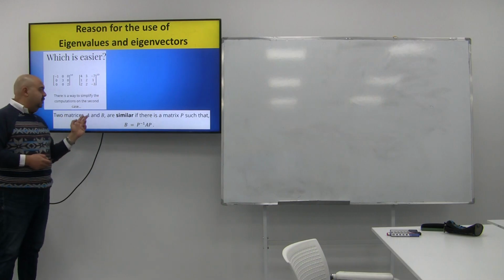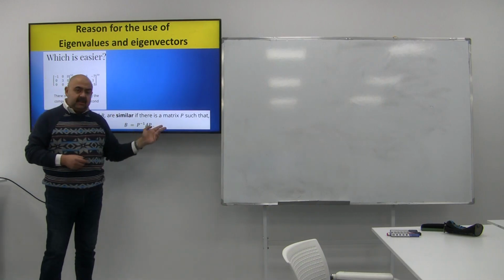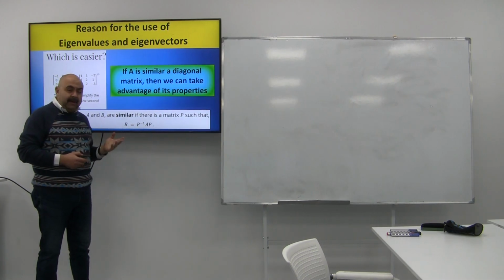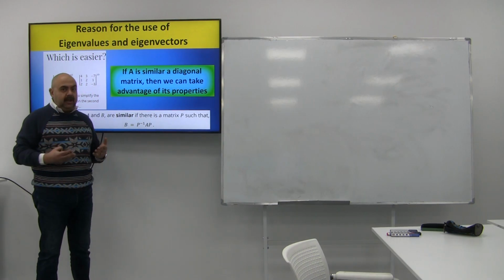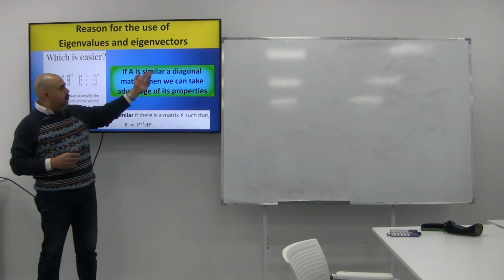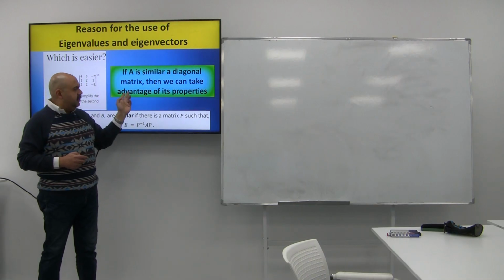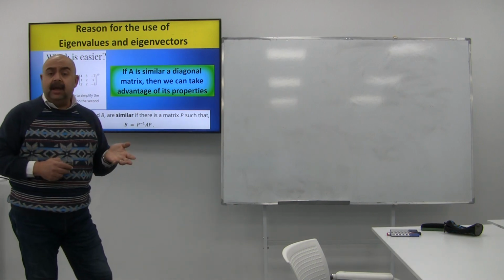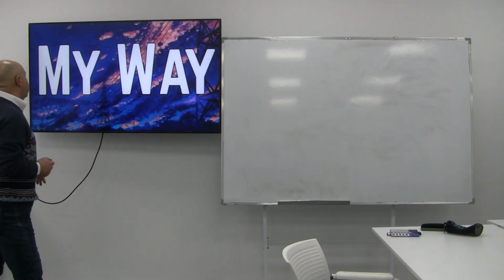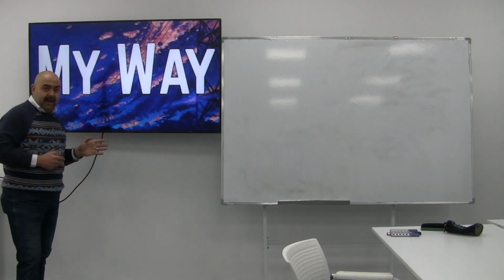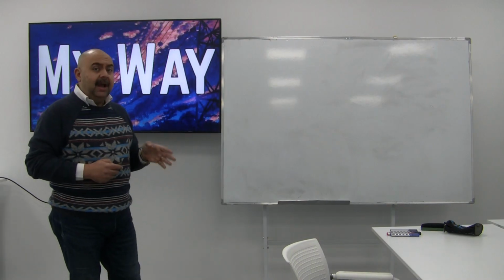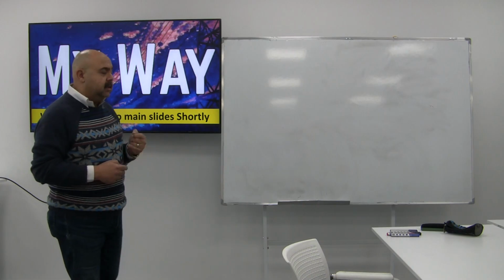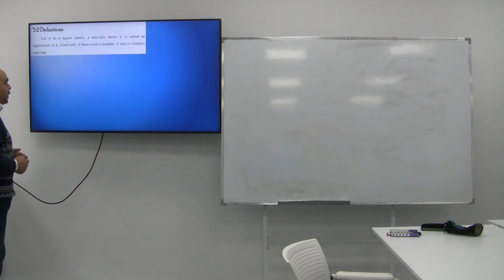So if I have two matrices A and B that are similar, and I succeeded in getting a matrix B of a similar form, I will take advantage of all of this. So if A is similar to a diagonal matrix, then we can take advantage of its properties. The search now is how to diagonalize a given matrix. It's very simple. I will first go through my way of getting such equations, and then I will go through the details in your slides step by step. We will go back to the main slides shortly.